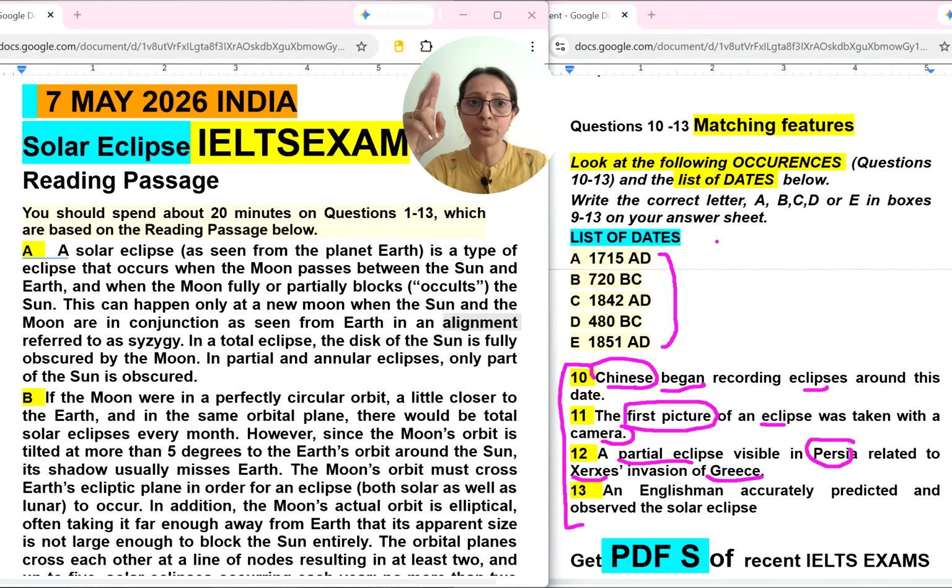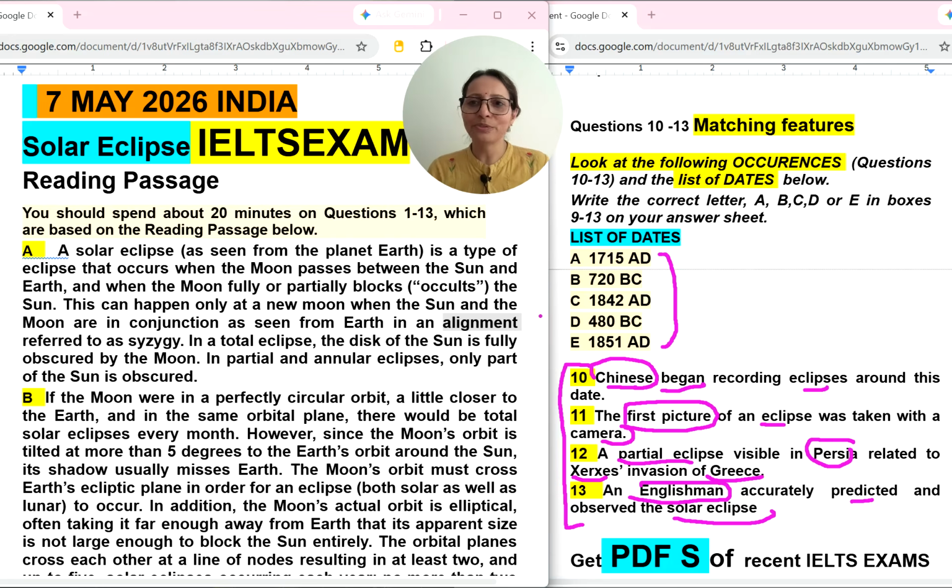So when I was doing the second type of question, list of people, I came across this word, Xerxes. I don't know how to pronounce it because I'm not from Greece, I'm from India. You can always text me how to pronounce it. Okay, so an Englishman is important. Accurately predicted and observed the solar eclipse. Of course, every countryman is great. Okay, of course, women also are great.